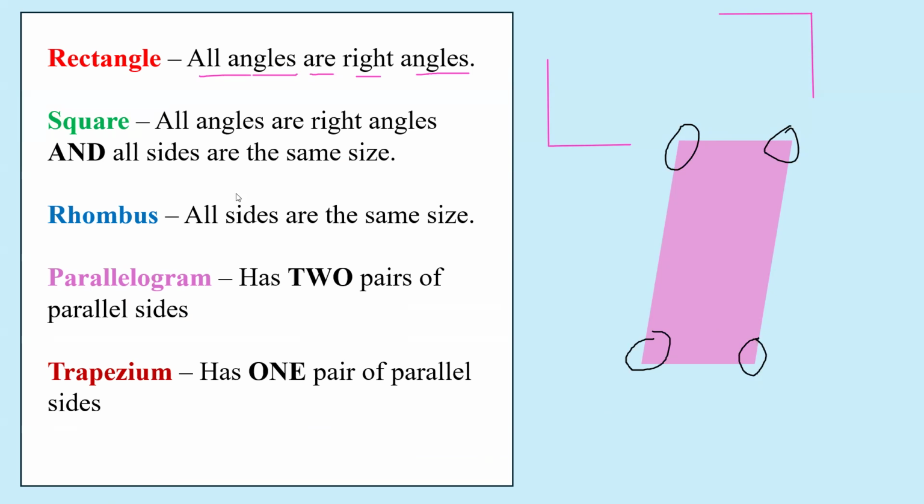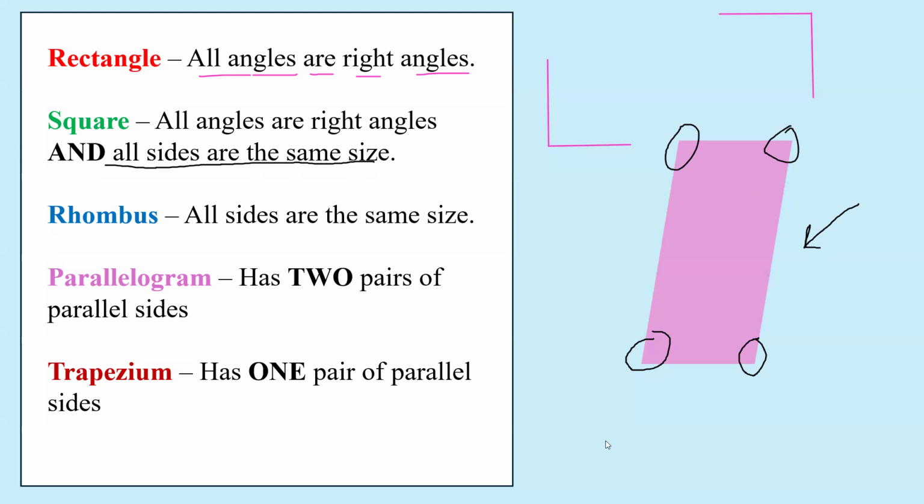Now take a look at the definition for square. It says all angles are right angles and all sides are the same size. It needs to satisfy both of those definitions. So it must have all right angles, which we already know isn't the case. So it cannot be a square, but also all sides are the same size is the definition for a square. And this shape does clearly not have all sides of the same size, okay? So we know it's not a square for 2 reasons.